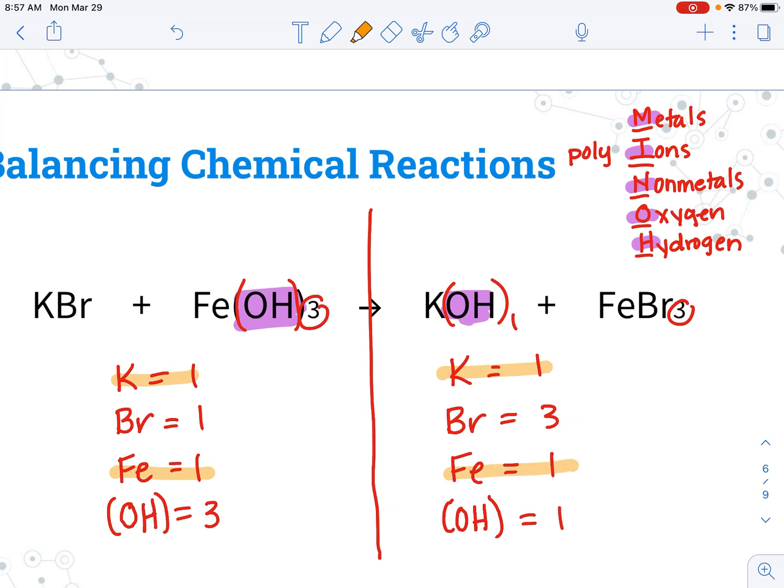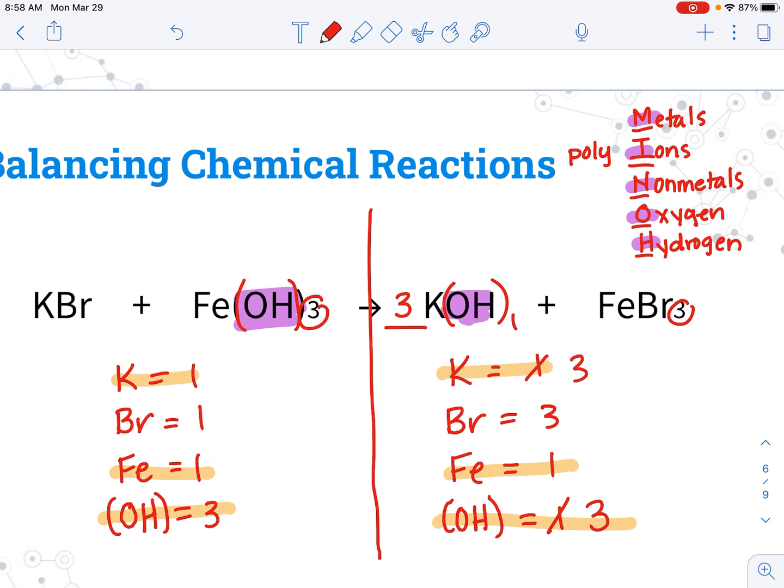The next one says polyatomic ions. Okay, I've got 3 hydroxide on my reactant side, 1 on my product side. That means I'm going to have to put in a coefficient. So I'm going to draw my line. I'm going to have to put a 3 here to make sure I get 3 hydroxides. Now, by doing that, I have balanced my hydroxide ions, but I have now changed potassium to 3, which is okay.